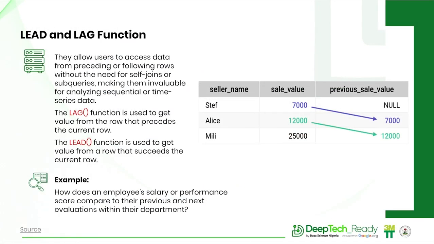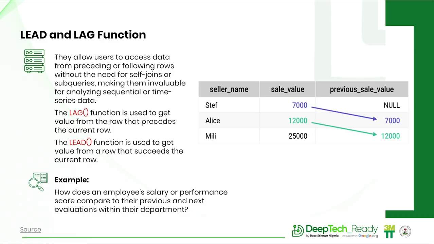This will now lead us to look at the lead and the lag functions. They allow users to access data from preceding or following rows without the need for self-joins or subqueries, making them invaluable for analyzing sequential or time series data. The lag function is used to retrieve the value from the row that precedes the current row. This can be particularly useful when comparing a value to the previous one, such as comparing current sales to the previous day's sales. Next, the lead function, on the other hand, is used to retrieve the data from a row that succeeds the current row.